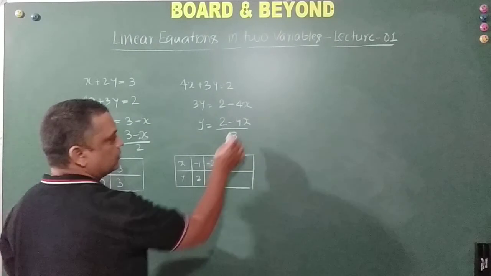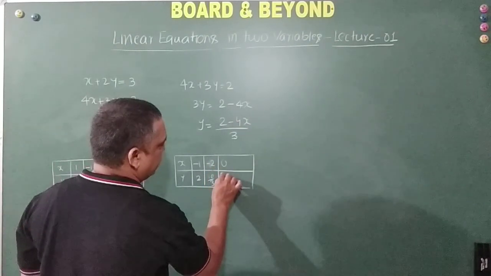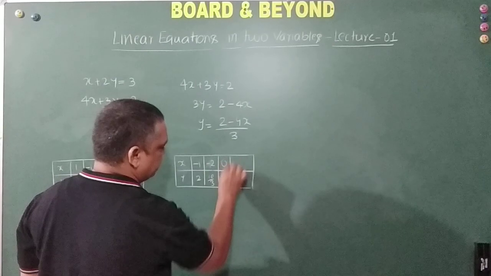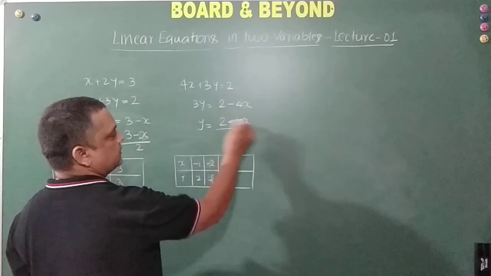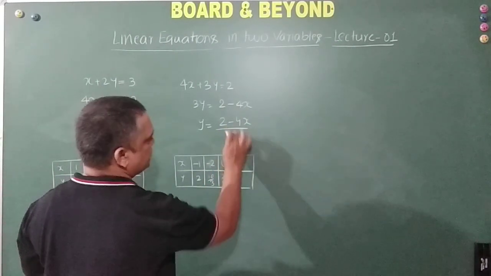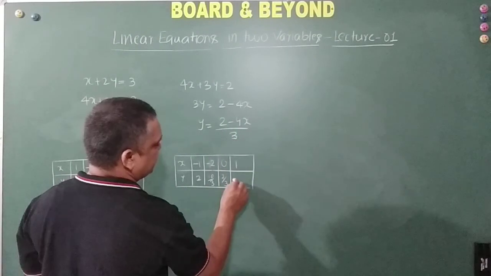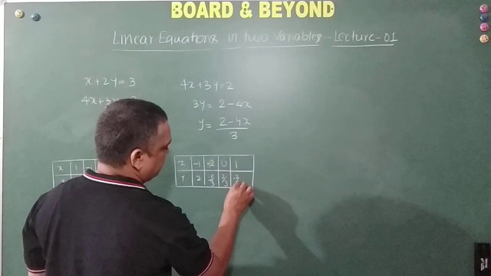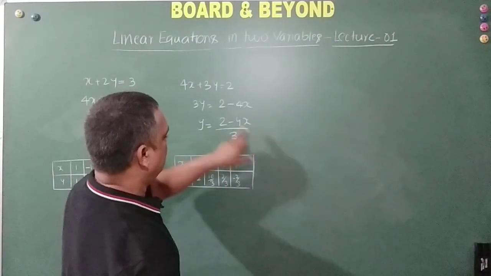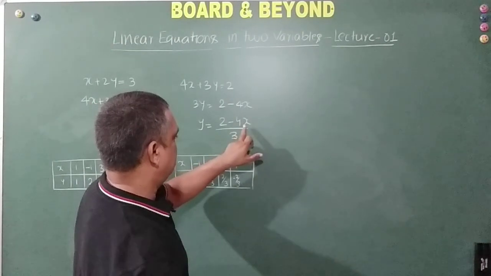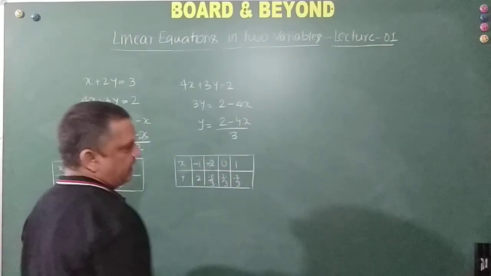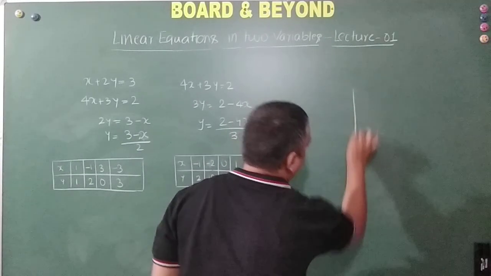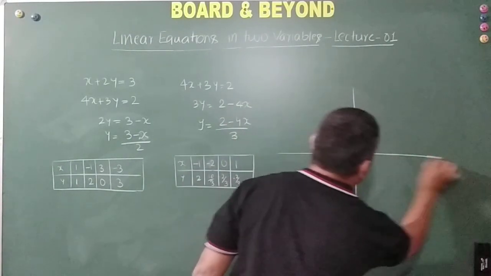x is equal to 0. This becomes 2 by 3. Right? Correct? Now x is equal to 1. This becomes 2 minus 4, so minus 2 by 3. Right, friends? Enough for us. Now we will try to plot it. Okay?